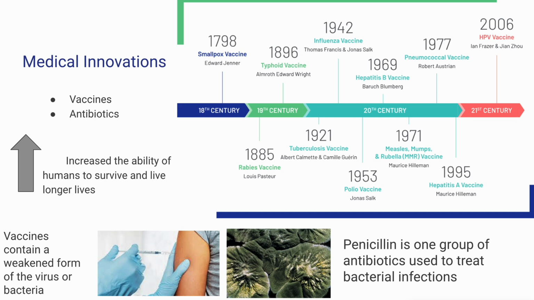What we see is that there are changes in the medical field that have increased the ability of humans to survive and live longer. There are a couple of different types of vaccines, but basically they contain a weakened form of the virus or the bacteria. There are even vaccines now that use RNA instead of a dead or weakened virus. On the bottom right is penicillin. It is one group of antibiotics used to treat bacterial infections.